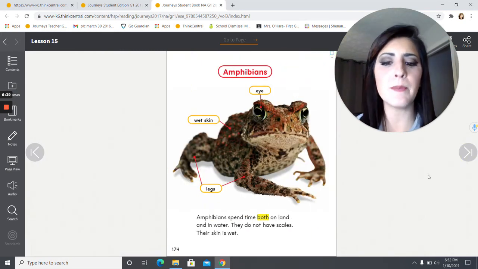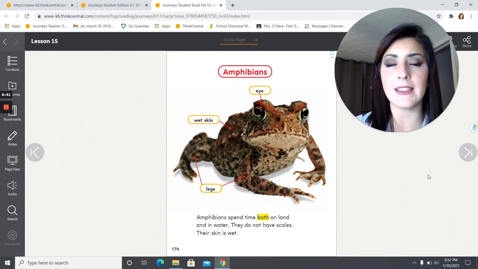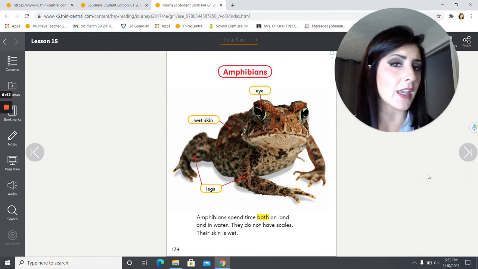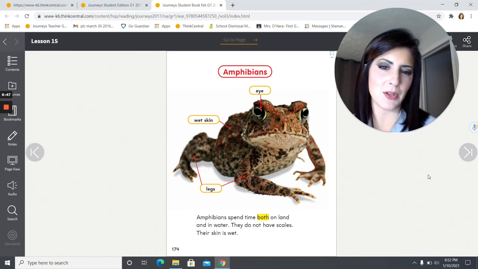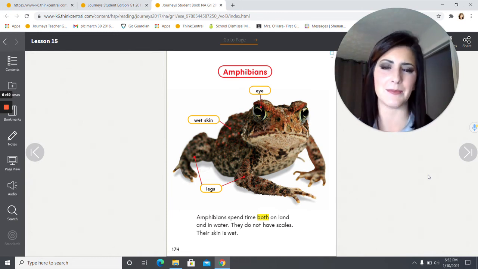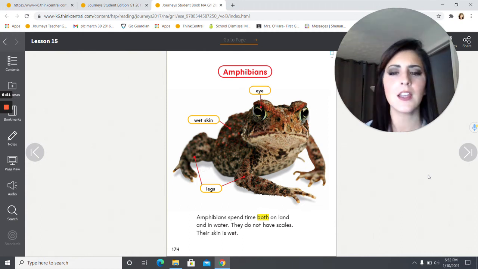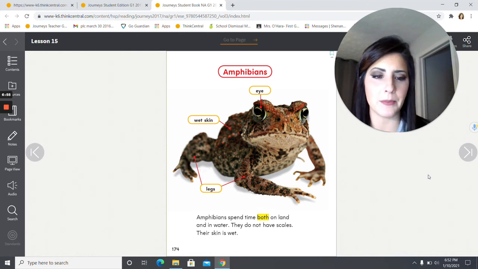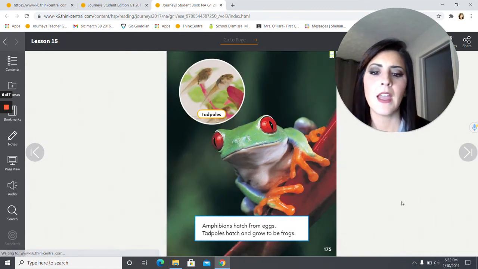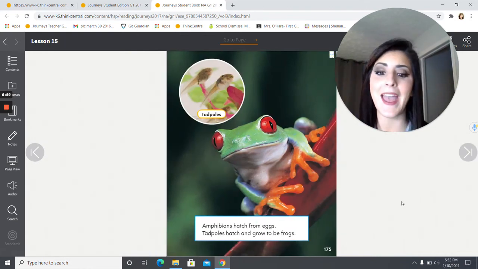Amphibians. Amphibians spend time both on the land and in water. They do not have scales. Their skin is wet, and it's almost kind of slimy and slippery sometimes. If you think about a frog, they have very slimy, wet skin, and they need that to help them survive. Amphibians hatch from eggs. Tadpoles hatch and grow to be frogs.